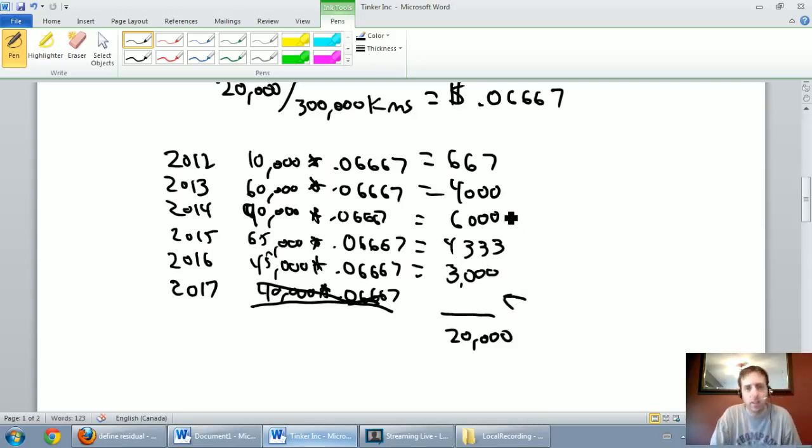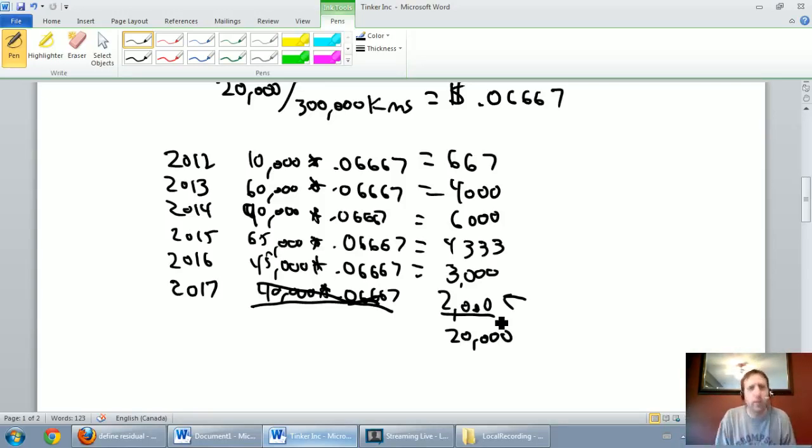So when I add this up, if I want to figure out the number here, I take $20,000 and I deduct the other 5 years of amortization. I'm just eyeballing, I think I did it in my head, but I better make sure: 20,000 minus 667 minus 4,000 minus 6,000 minus 4,333 minus 3,000. And sure enough, I do get a plug number here of $2,000. Now, as I said, it's a little bit of an imperfect science because in reality, we often end up changing our estimates towards the end, and changing estimates is a whole other kettle of fish.